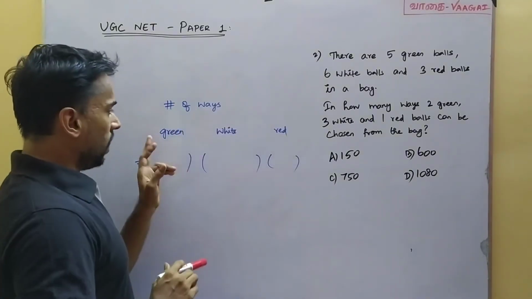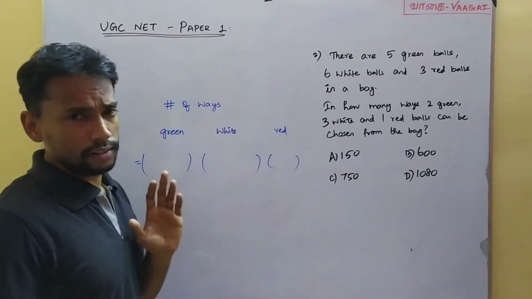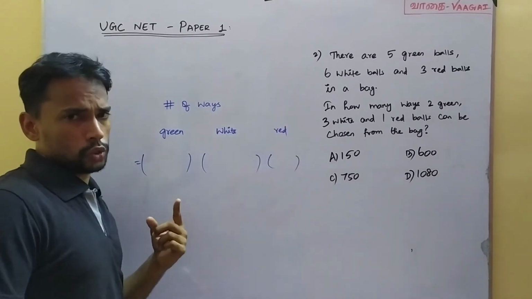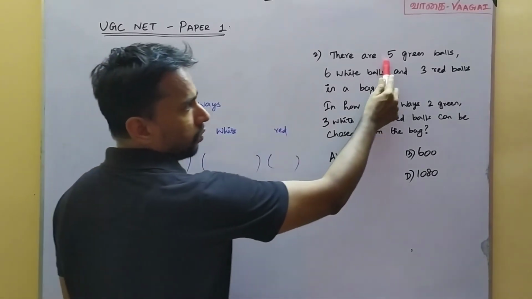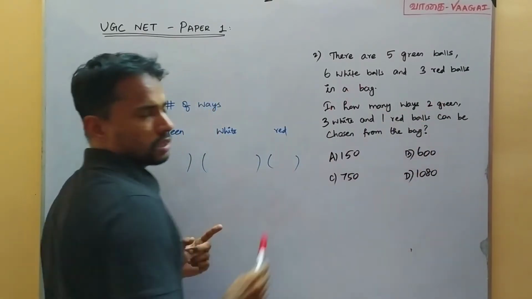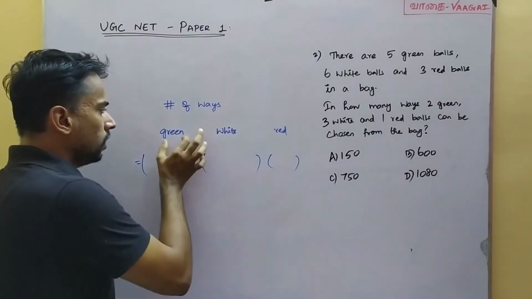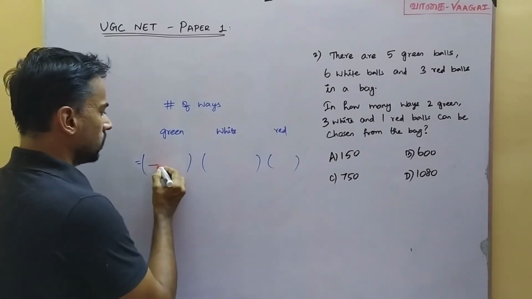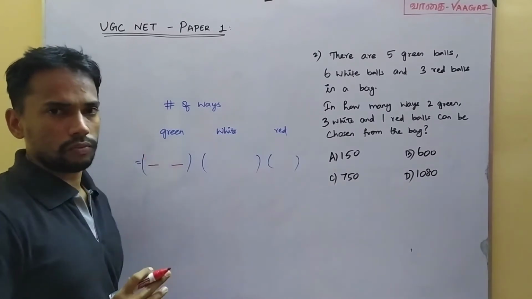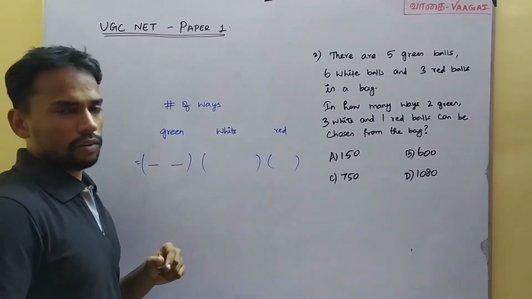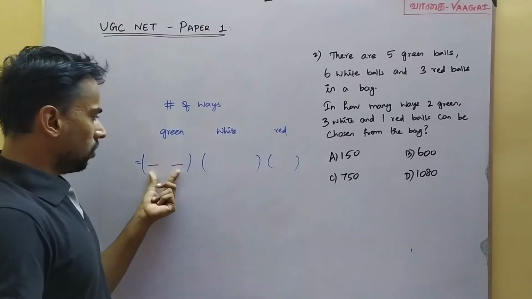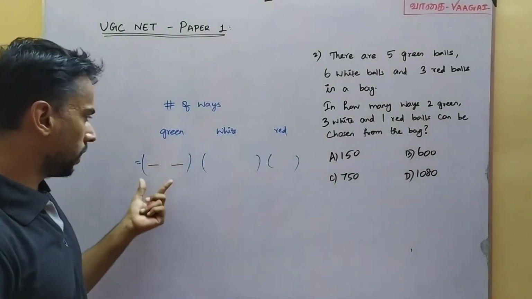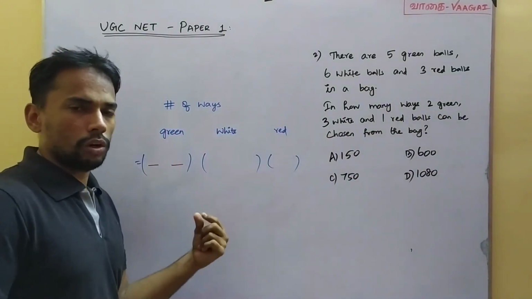Number of ways. We again have the same 3 colors: green, white and red. But this time, let's go color-wise. See how many green balls we need to choose. Out of 5 green balls, we need to choose 2. So under green itself we will have 2 slots. We have 5 balls, and we make 2 slots here because we need to select 2 green balls. That's the reason we are making 2 slots, and we fill the slots one by one.